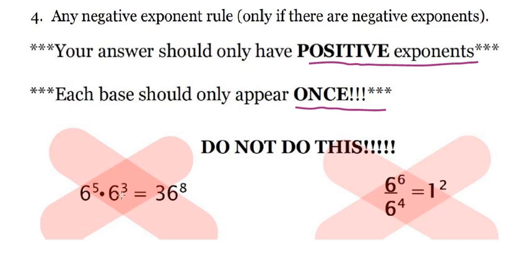So here, just a reminder that when you multiply like bases, 6 to the 5th times 6 to the 3rd is 6 to the power of 8. You add your exponents, but your base stays the same. And 6 to the power of 6 divided by 6 to the power of 4 is not 1 to the second power. So again, this is not 36. You don't divide the base, the base stays the same. So this would be 6 to the power of 2.